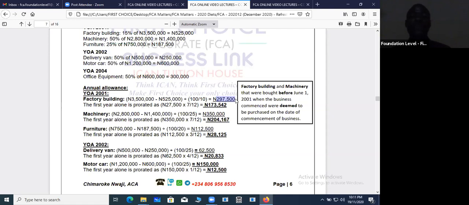But you didn't use the asset for a full year. You used it in just 7 months. So you prorate that full amount by 7 months. So you prorate 297,500 by 7 months, which gives you 173,542. You do the same thing for machinery. After getting the full cost for machinery, you look for 7 over 12 of it.